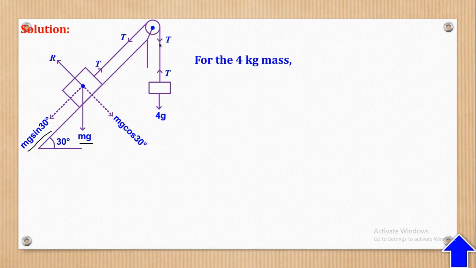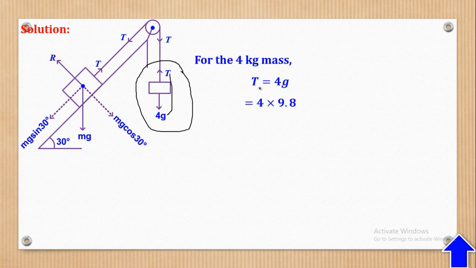So now we shall start. We know that for equilibrium, acceleration is 0, and therefore opposite forces are equal. Therefore for the 4 kilogram mass, we are interested in these forces. This force will be equal to this force. So we say T is equal to 4g, but we know g is 9.8. Therefore T will be equal to 39.2 newtons.